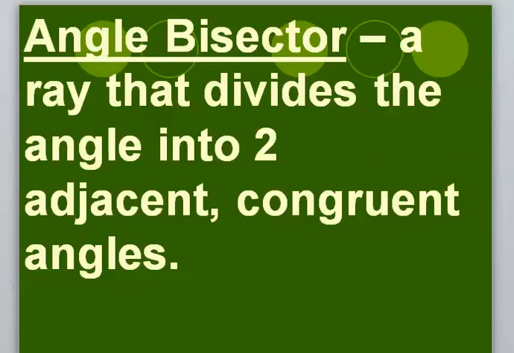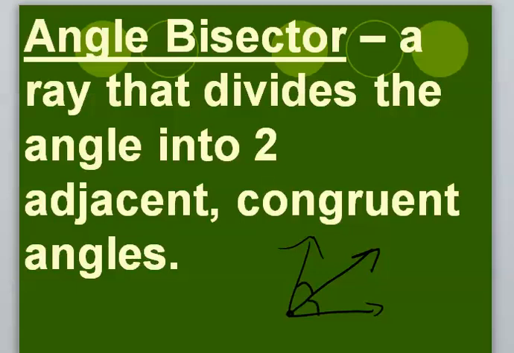Talking a little more about bisectors, we also have an angle bisector. And if we're going to bisect an angle, the bisector must be a ray. It's going to start at the vertex and go through the center of the graph. It divides the angle into 2 adjacent, so 2 angles that are next to each other and share a side, congruent angles.